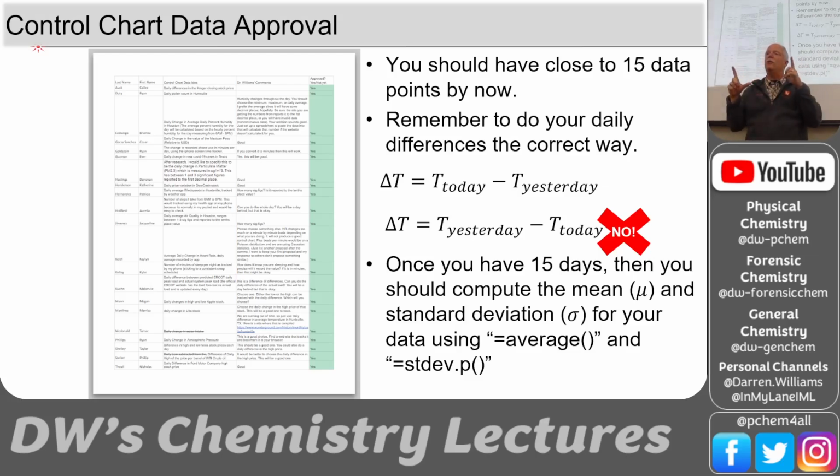So the 15 days is what we call the training period or learning period. We're learning about our process. Right now, we don't know if our process is in control or not. So we're going to go for 15 days and calculate the mean and the standard deviation. Now we know our process; we know how it varies over time. And then we're going to track our data the rest of the semester and see if it stays in control. So that's what we're doing. Be sure to use the standard deviation .p, the population standard deviation, and then average is the average.